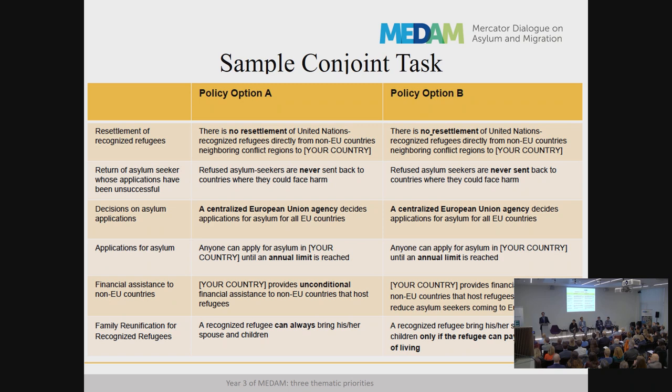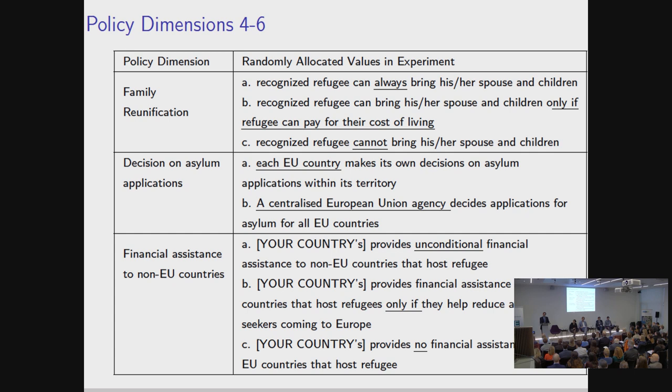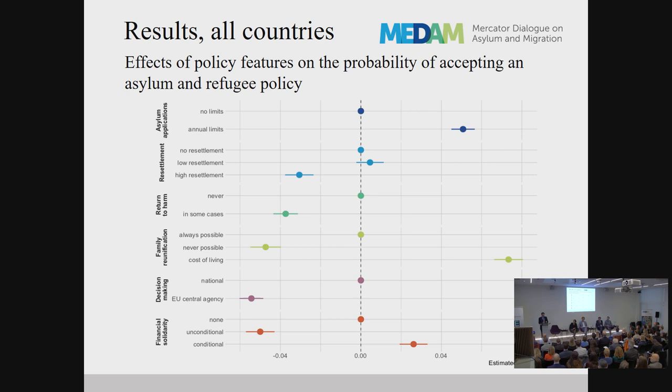And as I said, that allows us to analyze what's called the average marginal component effects, which basically means we're able to assess the impact of a particular policy feature on the probability that an individual accepts the overall asylum and refugee policy package, relative to a reference category. And the reference category are always the first options that I show here. We're trying to make that as close to the status quo as policymaking as possible. So the question is there support for moving away from the status quo? And I'll show you some of the results for all countries, first of all. Then I'll show a few results for individual countries, and then I'll conclude.